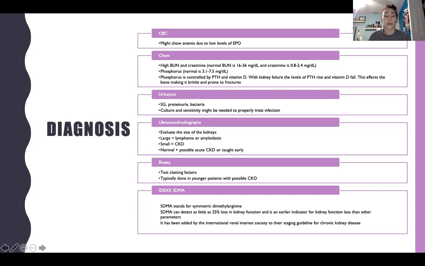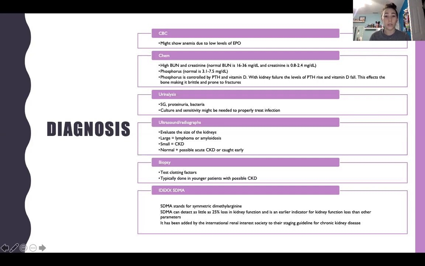Phosphorus is controlled by parathyroid hormone and vitamin D. And with kidney failure, parathyroid hormone levels rise and vitamin D falls. And parathyroid hormone will start to pull phosphorus out of the bones, which makes them brittle and prone to fractures.